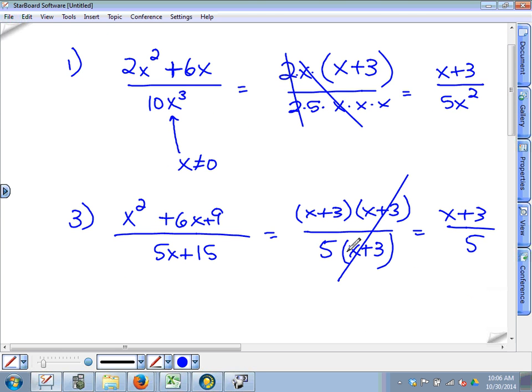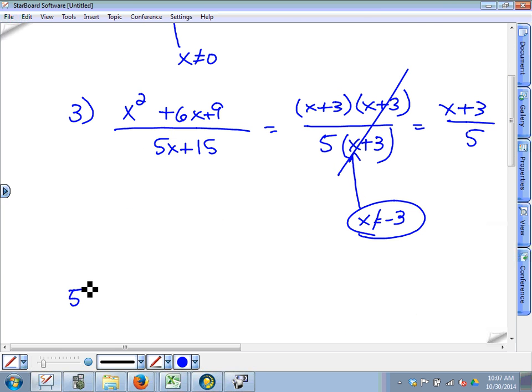But then the excluded values, they do not come from the simplified form. Go back a step before you cross things out. What should you not plug into that x? X should not equal negative 3. That's your excluded value. Because if you did plug in a negative 3, and then you added 3, what would you get? 0. 0 times 5 is still 0. You can't divide by 0. That's why negative 3 is excluded.